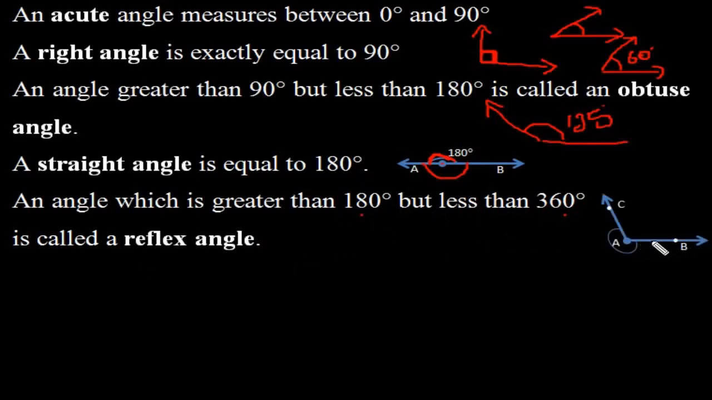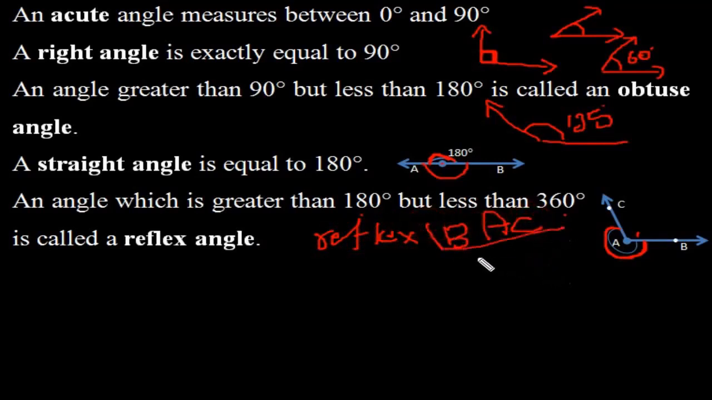See, this is the ray AB and this is another second ray AC, which makes an angle. Reflex angle means it should be more than 180. It comes outside of this angle and it's not this one. It should be reflex angle and we write it as reflex angle BAC. We can denote this as reflex BAC. This is how we have to write it for reflex angle.